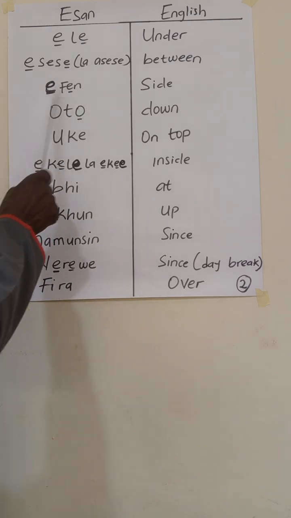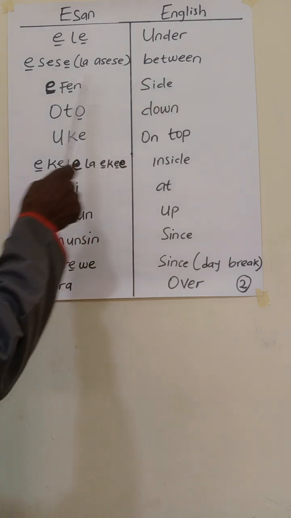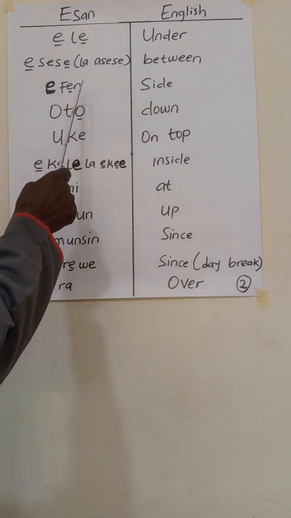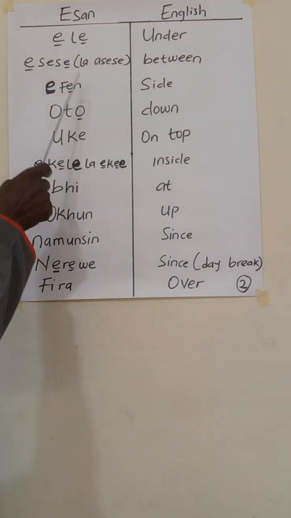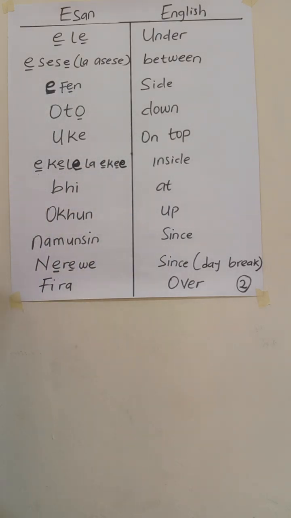Efen, side. English calls it side. Esan calls it efen. Efunwa, the side of the house.